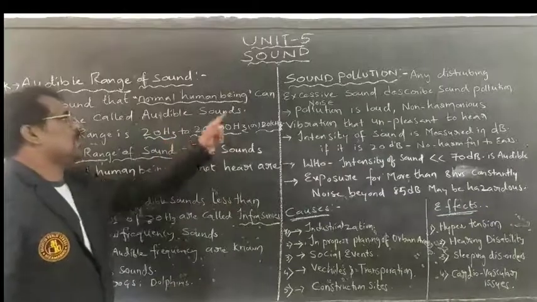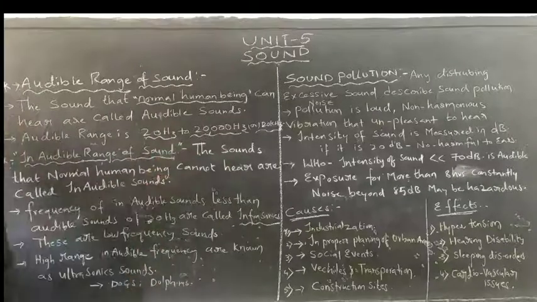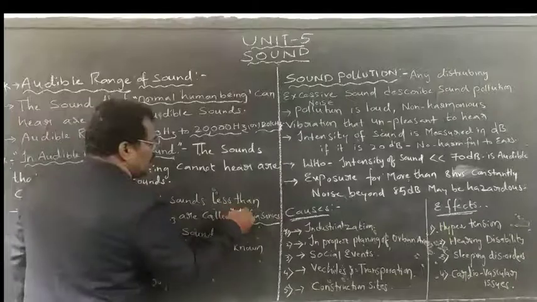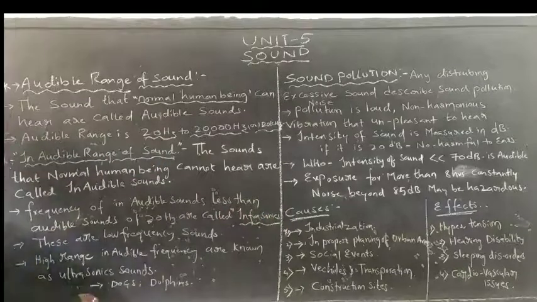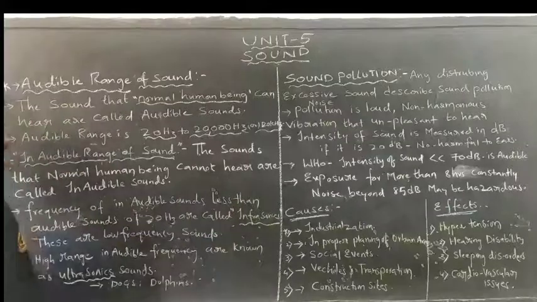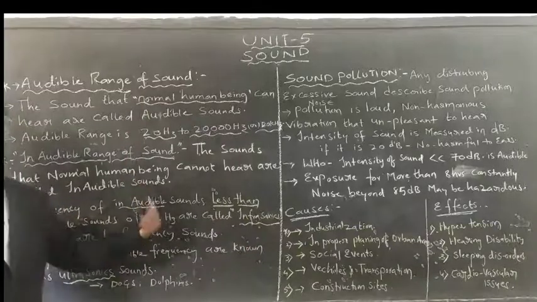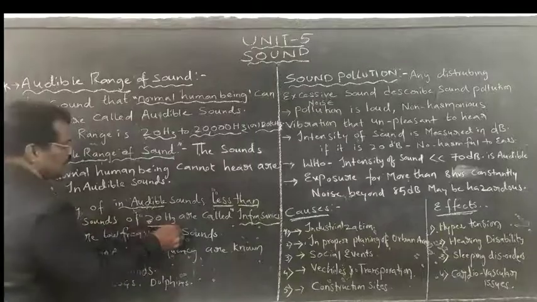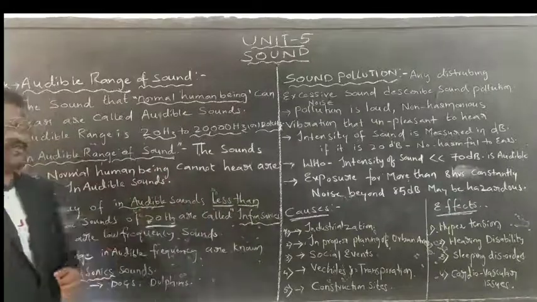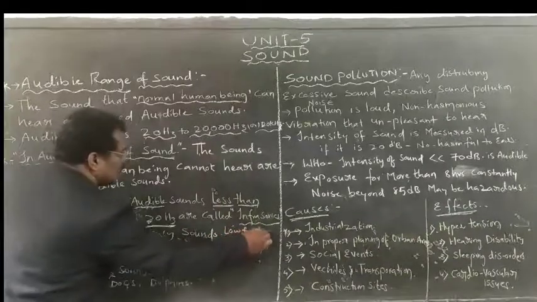Less than 20 hertz or greater than 20 kilohertz, if sound is produced, we'll call that sound inaudible sound, which cannot be heard by human beings. There are two types. First one is infrasonics. Second one is called ultrasonics. What are infrasonics? Infrasonics are inaudible sounds which have a frequency less than that of audible sound, meaning less than 20 hertz. Whatever sound is produced below that, that sound is called infrasonic sound. These sounds have a low frequency.